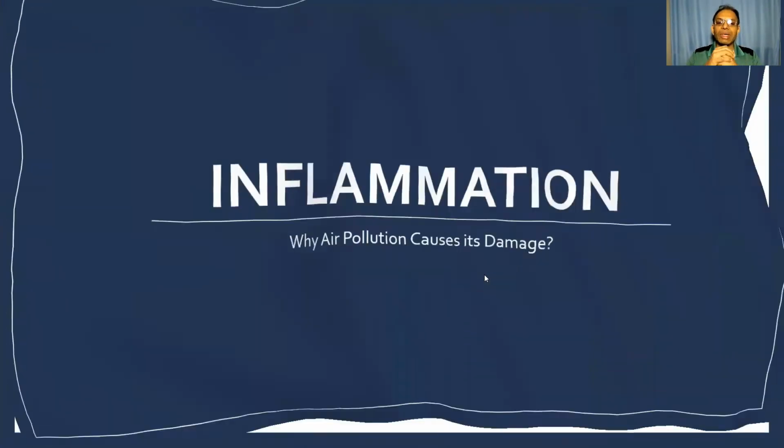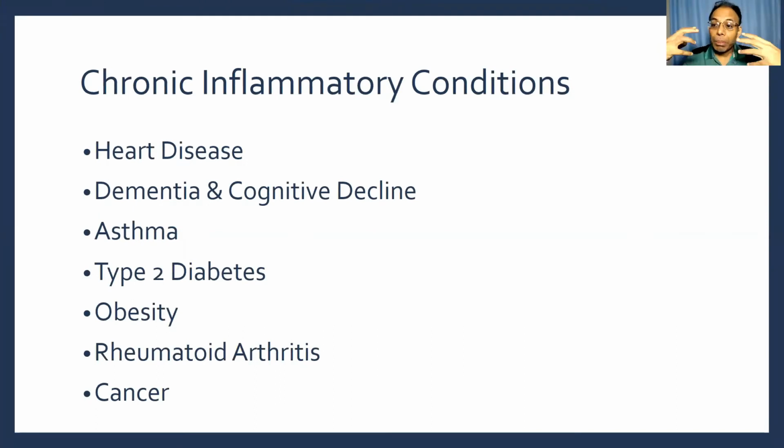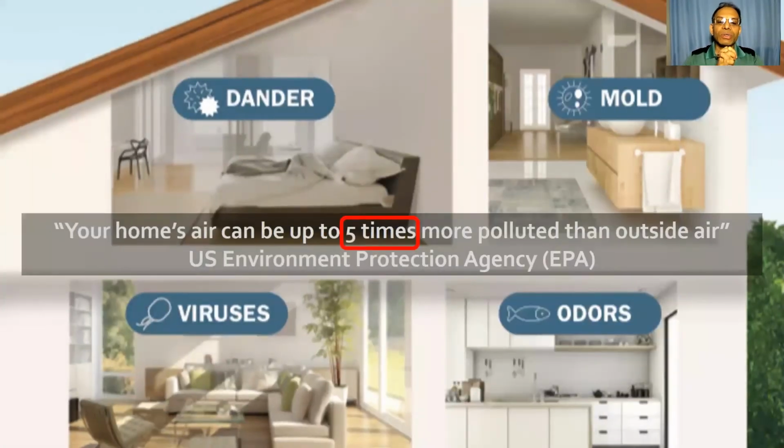So I talked about what is happening: we get inflammation, and because these small particles are coming in, we get chronic inflammatory conditions, which are heart disease, dementia, cognitive decline, type 2 diabetes, obesity. Asthma is not a life-threatening thing, but it's bad. Rheumatoid arthritis, basically all inflammatory conditions, cancer. And another point I also said last time is your home can be 5 times more polluted than outside air, because there are things inside. Sometimes you have birds in your house, or a dog that has dander. There's mold in your house, maybe some fungus somewhere. Maybe you put incense sticks and you pray.